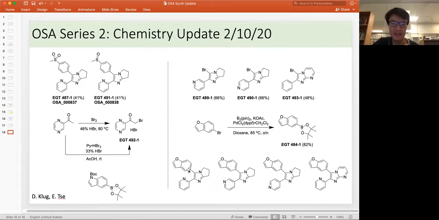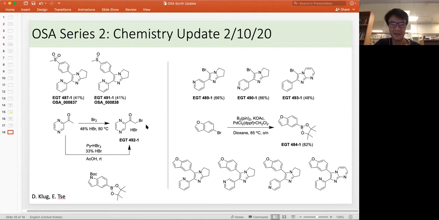And then for my stuff, these 2 compounds up here are done, both in 41%. So they're good. So I tried to do this acyl bromination this week, but I kind of gave up on it because it's just really messy.